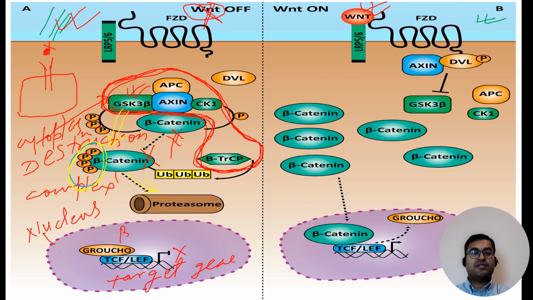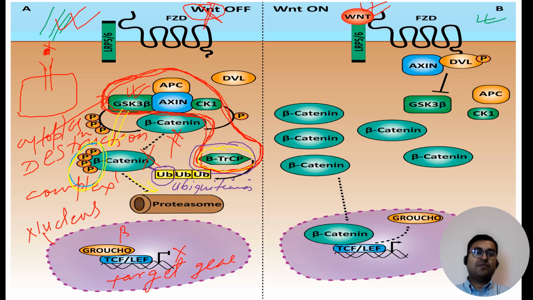Another component of the destruction complex which helps in destruction of this beta-Catenin is beta TRCP. This beta TRCP actually adds a ubiquitin group on this beta-Catenin, which is shown here as UB. So UB is ubiquitin.